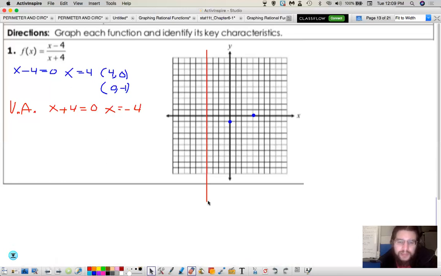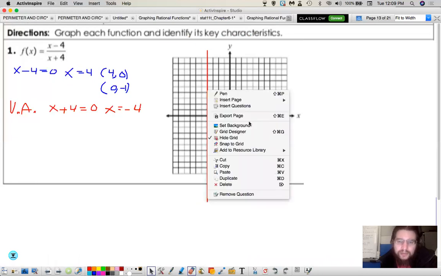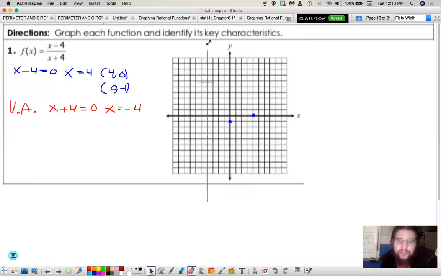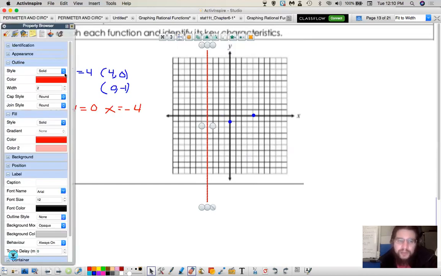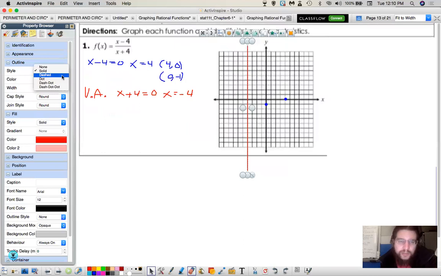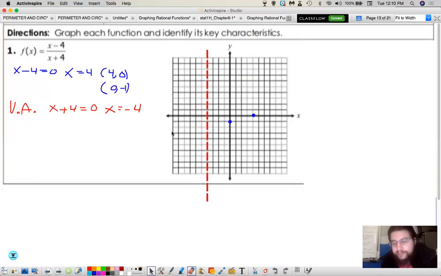Now remember, it's an asymptote. It needs to be dotted. So if you're doing this on paper, just draw it and then erase some stuff. If you're doing it on Cami, well, put some little white lines on it or right click it and make it dotted. I don't care which way you do it, just it needs to be dotted.